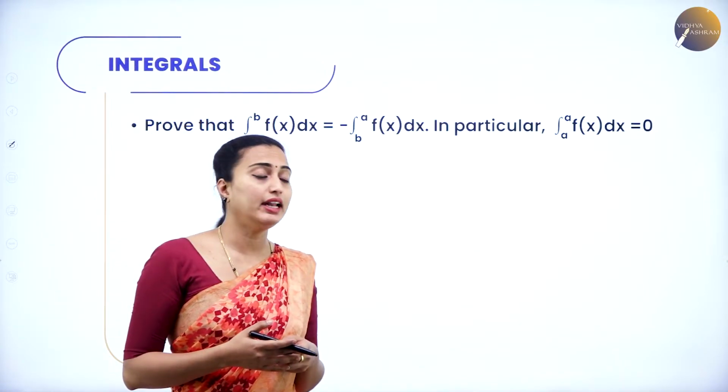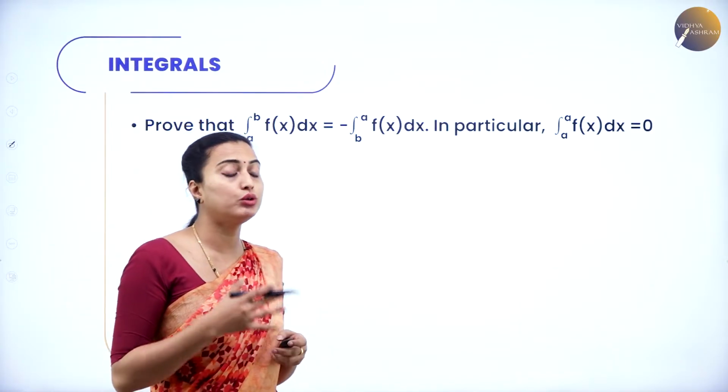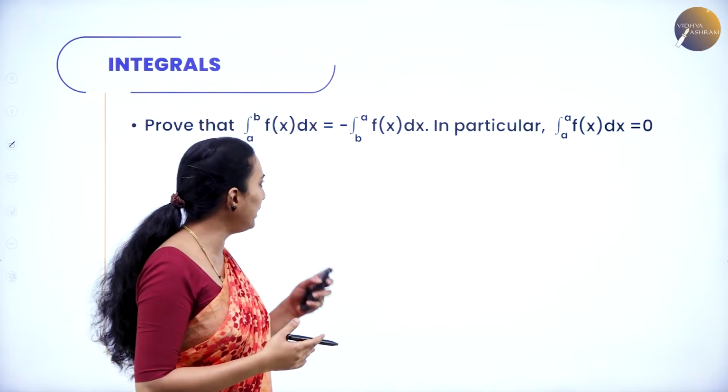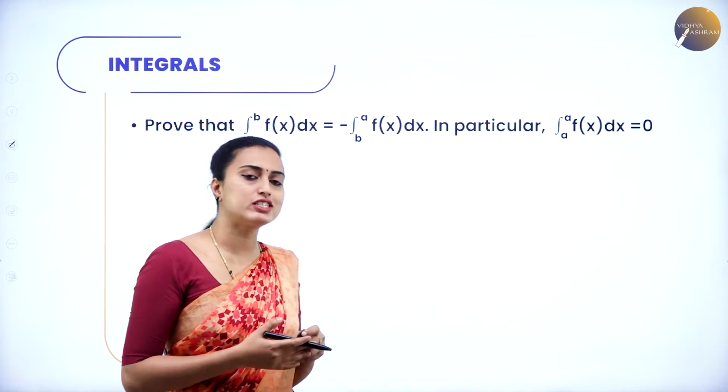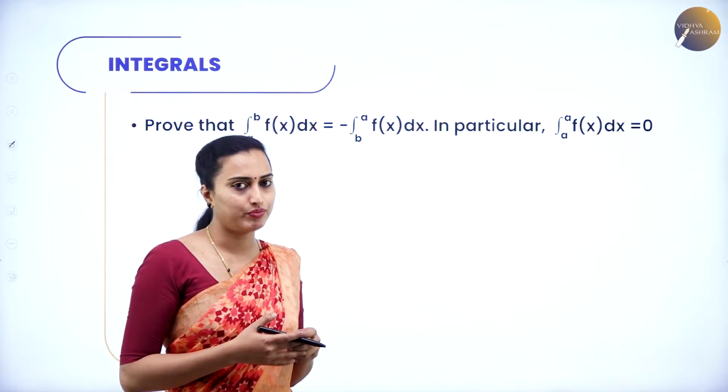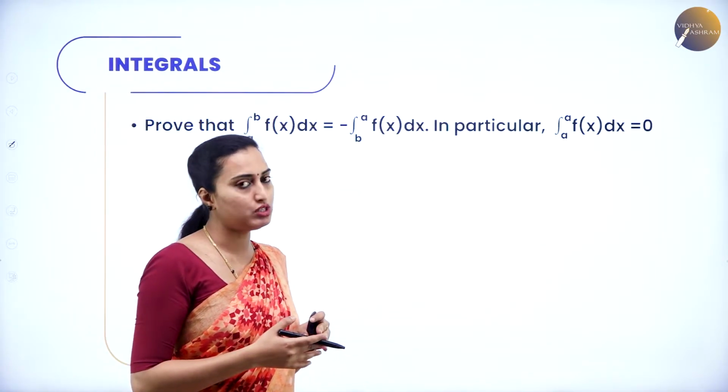What they've asked: prove that integral a to b f of x dx is equal to minus of integral b to a f of x dx. In particular, integral a to a f of x dx is equal to 0. Now, you have to prove these two properties here.